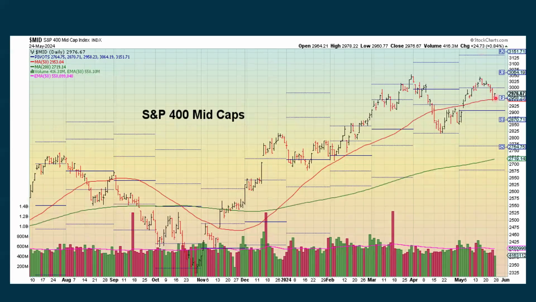Mid-caps bouncing up off of its 50-day moving average. This has been one of the stronger areas of the market, especially going back to like the end of January. We were chopping sideways for a while, but then we started to break out. We pulled back with everything else back in April. This has been coming back a little bit, but seeing some weakness. We want to see the mid-caps continue to do well.